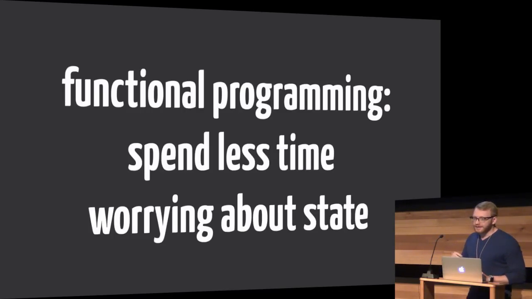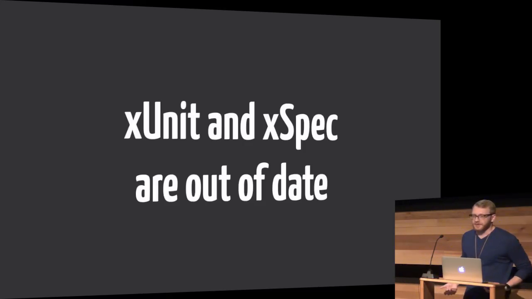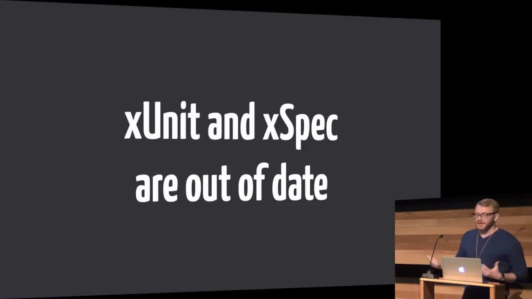But within that frame of mind, XUnit and XSpec, basically testing frameworks like XCTest and RSpec, are kind of out of date, right? They solve the wrong problem. We don't need them to create a bunch of state anymore. Now, that's not to say that functional languages like Haskell don't have these frameworks. They do. Haskell has HUnit, it has HSpec.